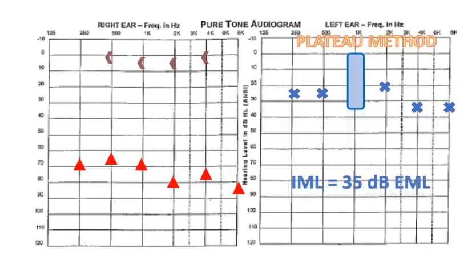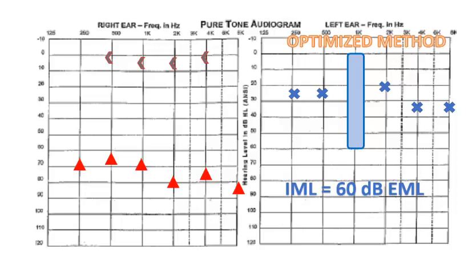There's nothing stopping us from using the plateau method in this situation. It's still a valid approach. In this case, we would start with a 35 dB initial masking level. You can see the value in the optimized method here, however. Our IML of masking is much higher and will save a lot of time.